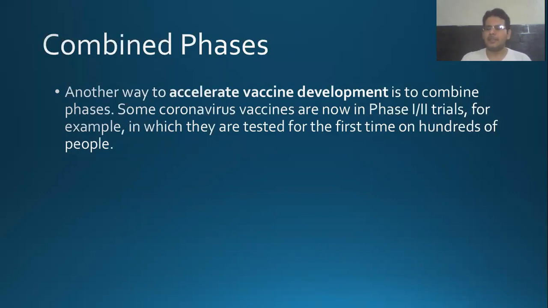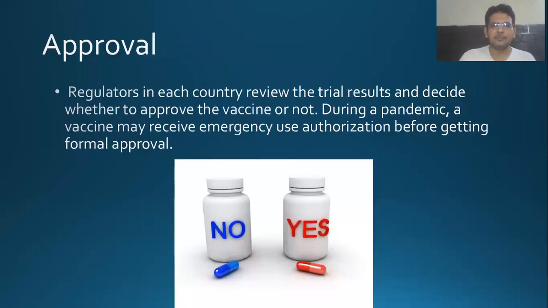For example, the vaccine being developed by Oxford University, called AZD1222, has combined phase 1 and phase 2. So they picked hundreds of people and started the trials after the success in animal trials. They tested on animals, it was safe and effective, and then they recruited a good number of people to accelerate the development process. So in that case, we combine the phases, and then after these phases there's approval.